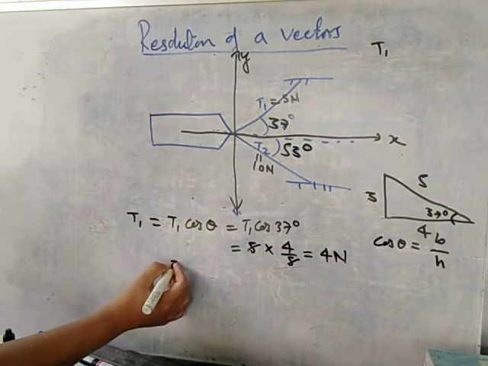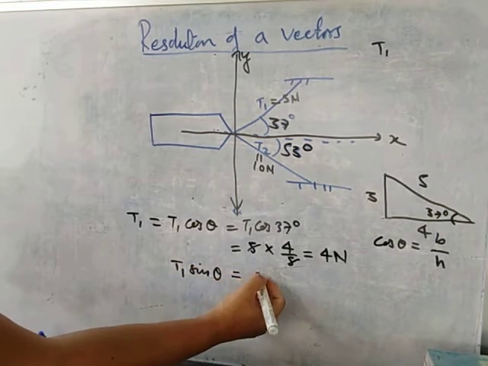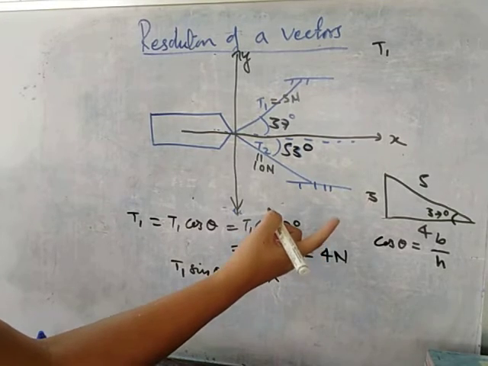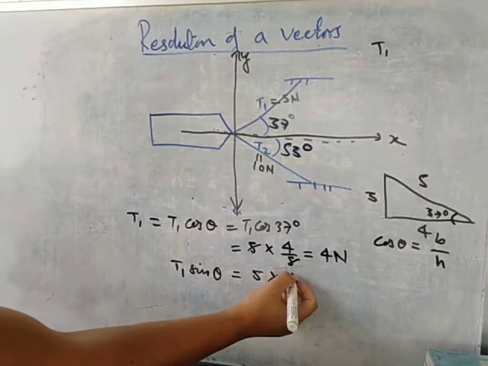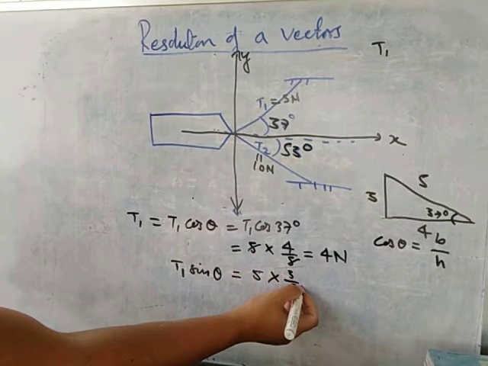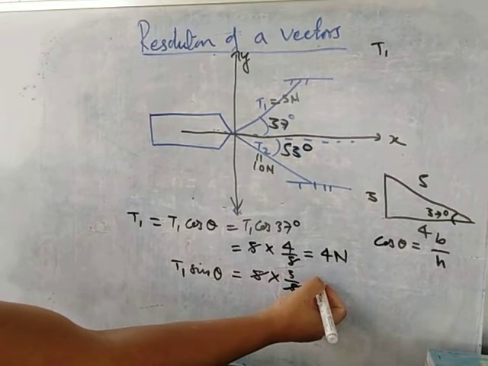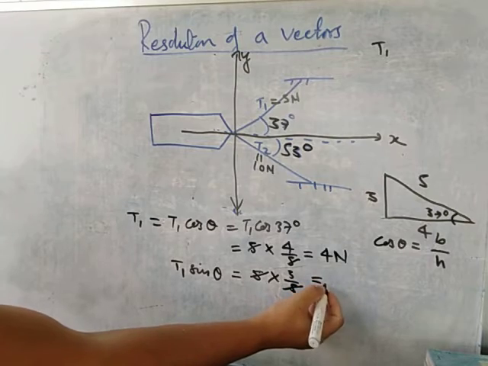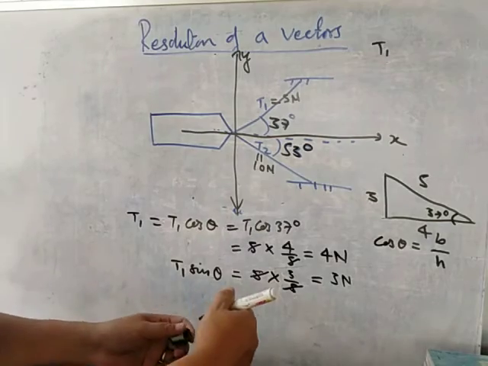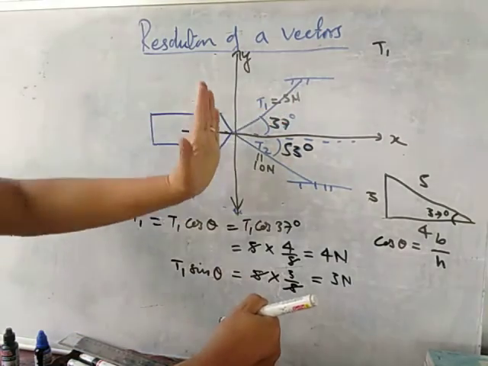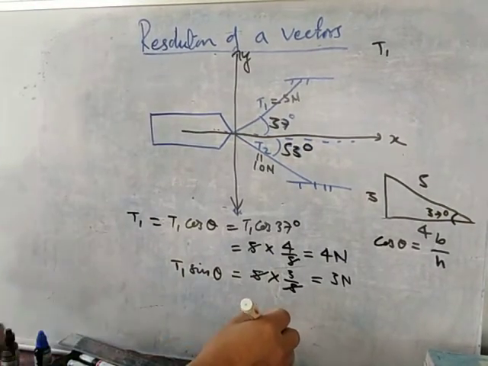Next, look, the other component of T1 is T1 sin theta, isn't it? T1 sin theta. So T1 is your 5 sin theta, look, P by H, isn't it? So 3 by 5. So if I cancel this, I'll get how much? 3 by 5 equals how much? 3 Newton, isn't it? So these are the components of X and Y for T1. Clear? Next T2. Can you do T2?